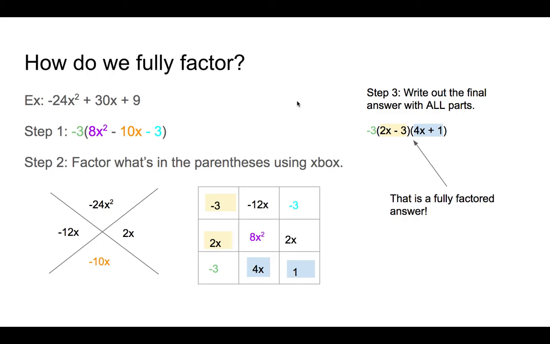Step 3 then is to write out the final answer with all the parts. It's that original negative 3 that we took out at the beginning that was just hanging out in the corner, and then it's the 2x minus 3 from the left dimension of our box, and the 4x plus 1 from the bottom dimension of our box. That is the fully factored answer.